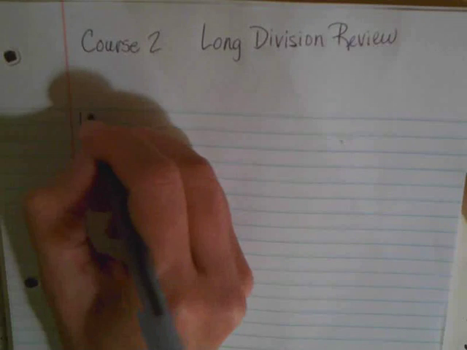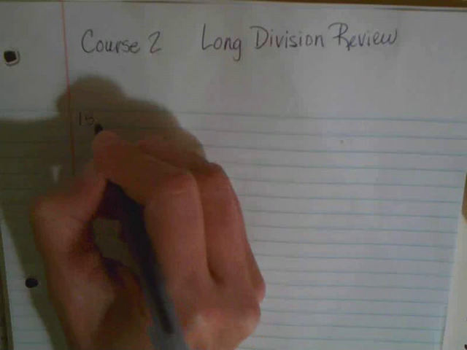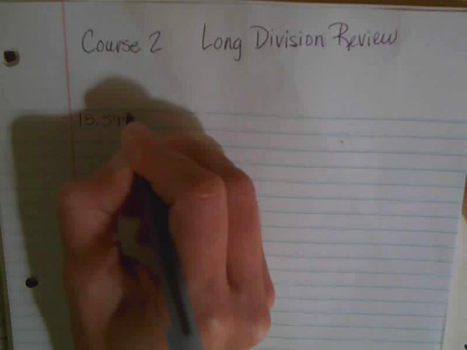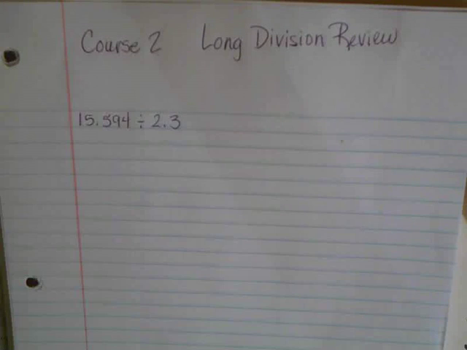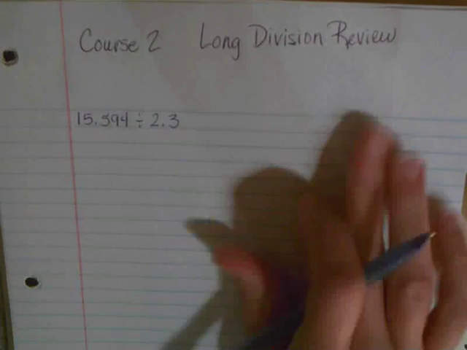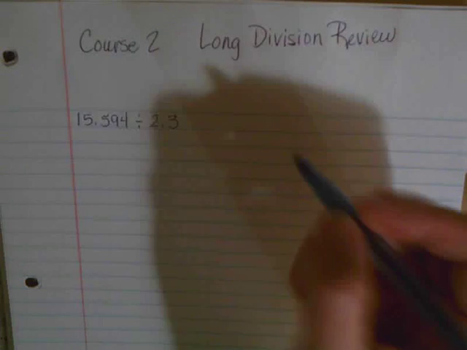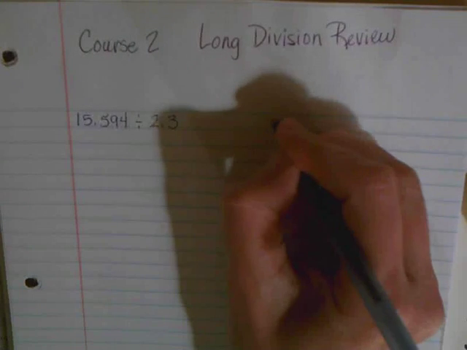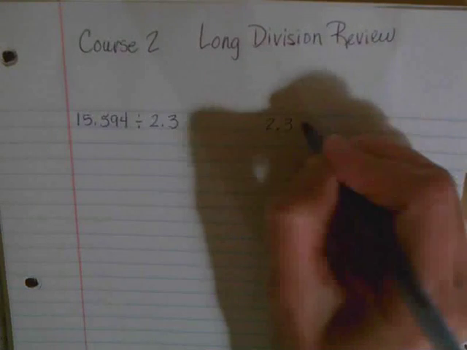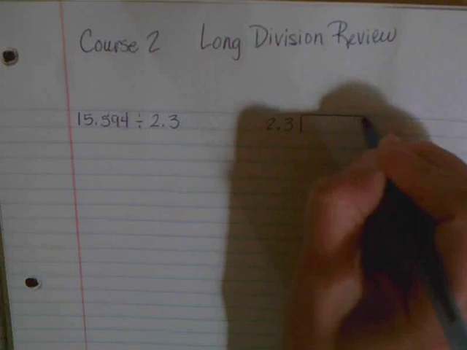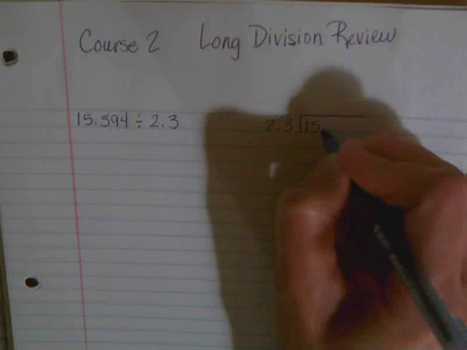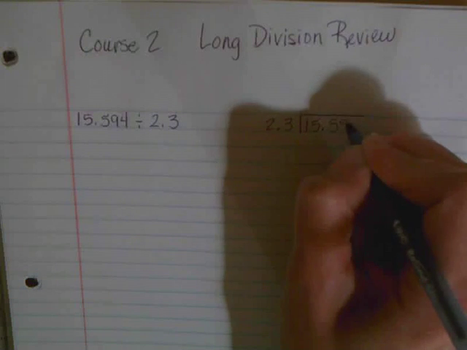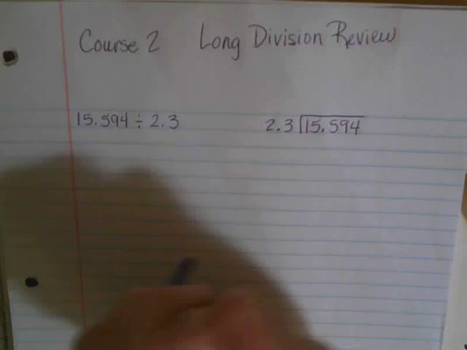So if we have the problem 15.594 divided by 2.3. Okay, first of all, remember we want to put this in user-friendly format, so our divisor, the number we're dividing by, comes outside, as we've already told it goodbye, so it's outside. And 15.594 goes on the inside.